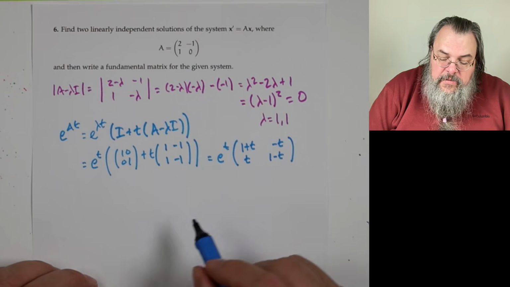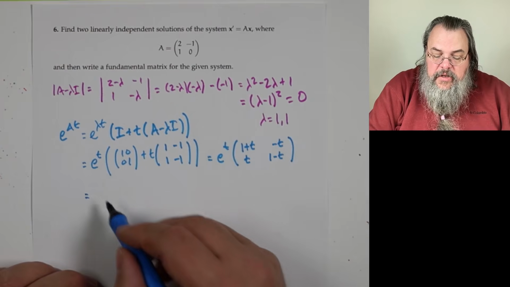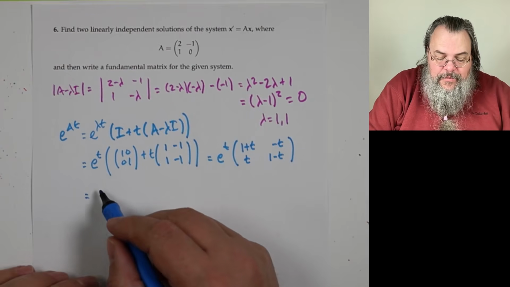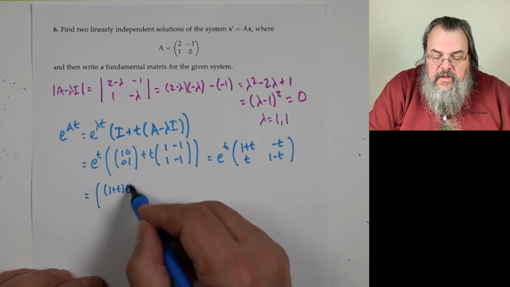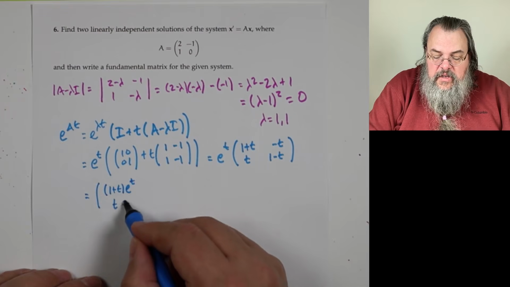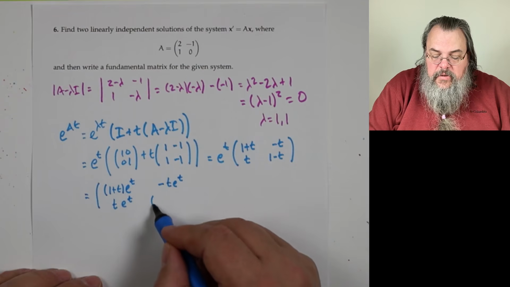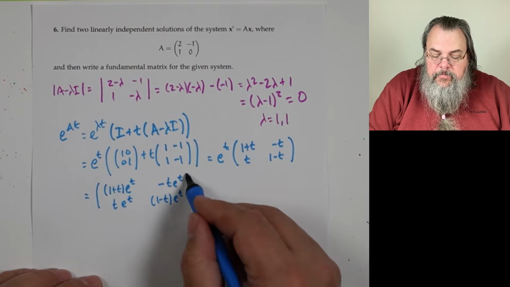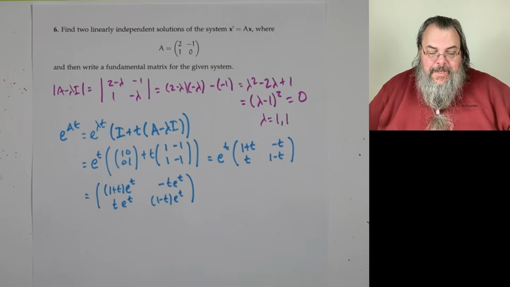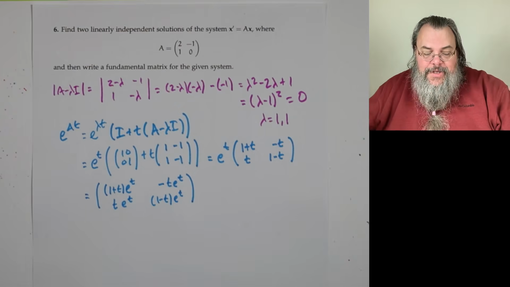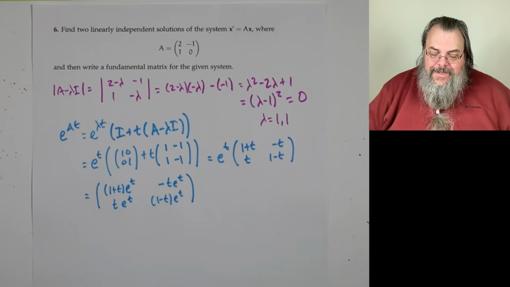And we can even go one step further and say, well, we can put the e to the t in. And I'm doing this for a very specific reason, because we'll see why in just a second. So this is (1 plus t)e^t, t e^t, minus t e^t, and (1 minus t)e^t. All right, so this is e to the At. We've said it before, but you know what? We're going to say it again.